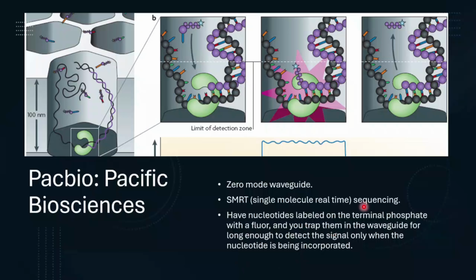And so you have these nucleotides that are labeled on the terminal phosphate. This way it prevents blocking the chain here. And then they are trapped in this, what they call a waveguide, for enough time to be detected as the nucleotide is being incorporated. So this is just based on the shape and the size of these kind of wells, these 100 nanometer high wells. If you obviously change the size of this, then this does not work anymore because the DNA will be kind of moving, and that will affect the signal recognition.